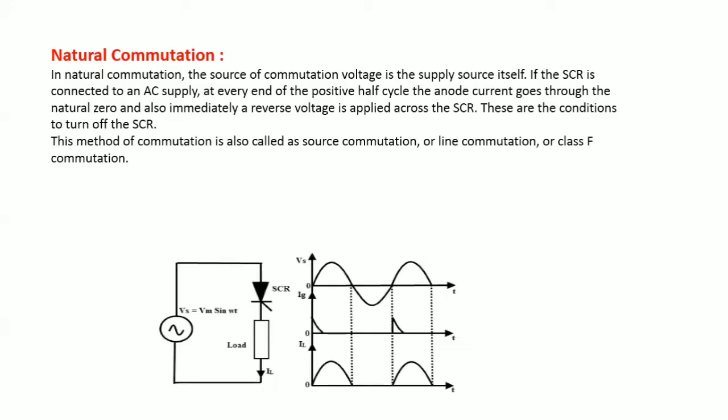In natural commutation, we have to use the AC supply, and the source of commutation voltage is the supply source itself. If the SCR is connected to an AC supply, at the end of every positive half cycle the anode current goes through natural zero, and ultimately the reverse voltage is applied to the SCR to make the device off. This method of commutation is also sometimes called source commutation or line commutation or Class F commutation method.